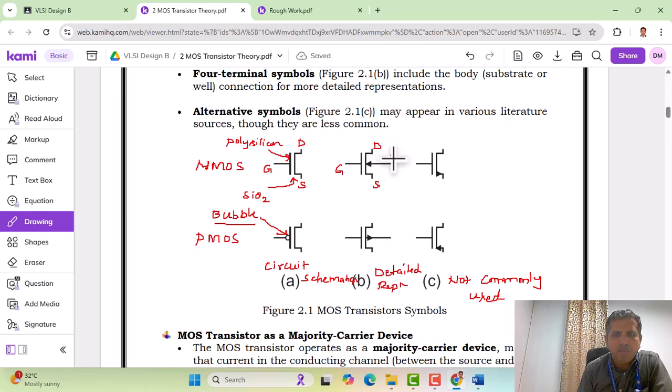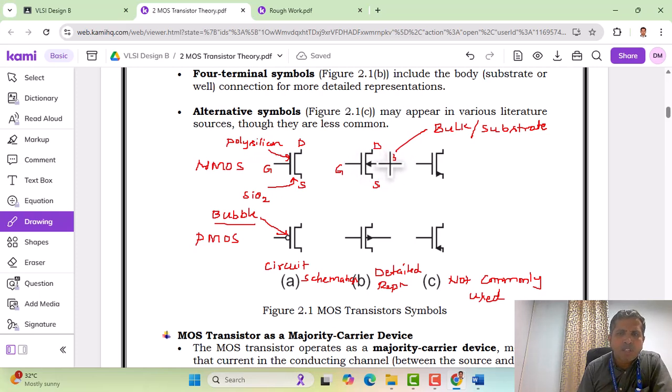Let us show this as B. B means it is the bulk or substrate terminal. So this can be called a bulk, or we can call this the substrate. This is the foundation material for the transistor. So that is the fourth terminal shown for the transistor. This is the 4-terminal symbolic representation of an NMOS transistor.